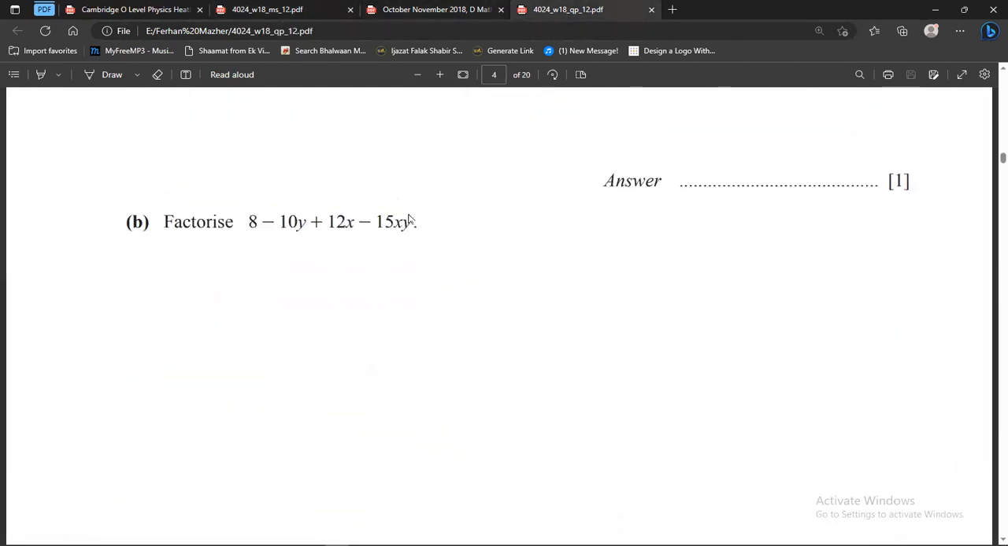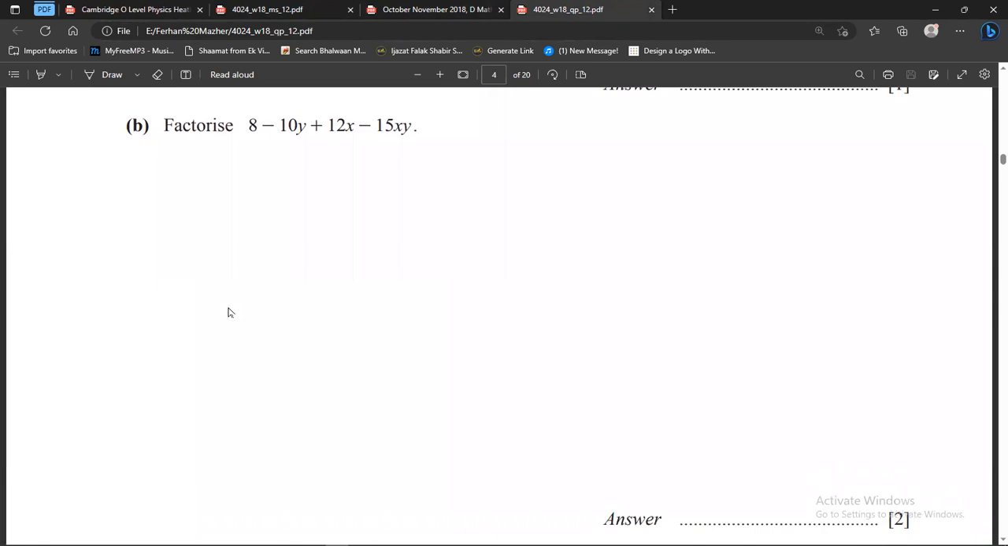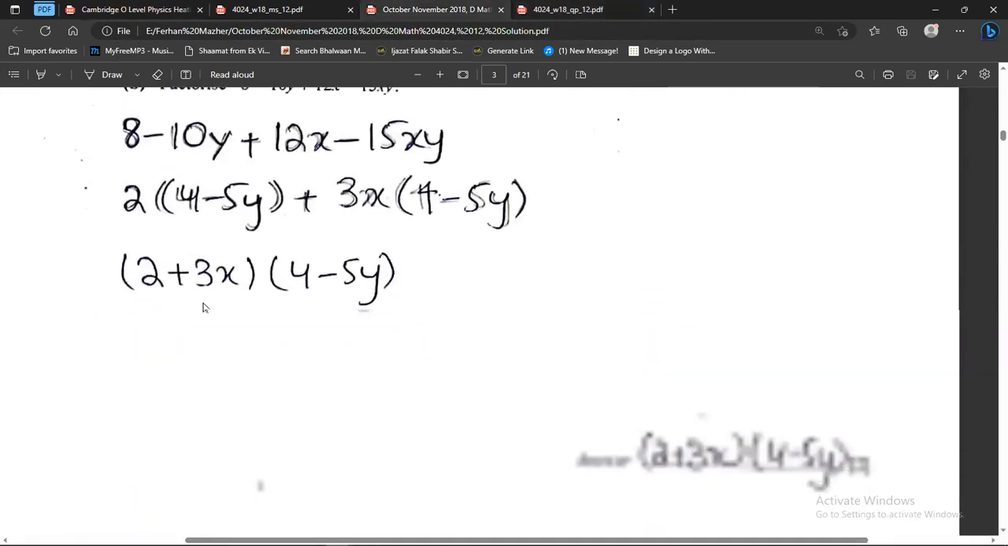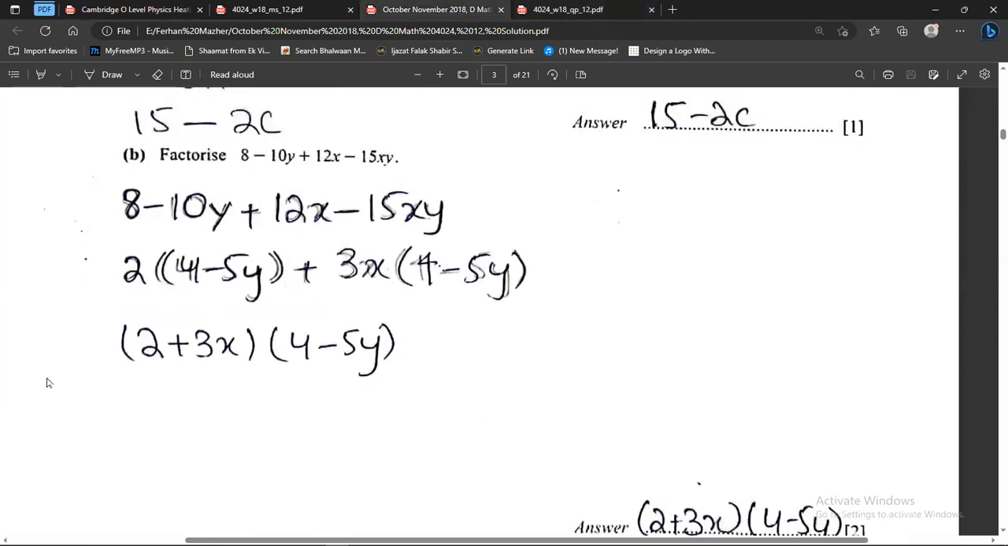Okay, so we are going to the question number 5, B part, 2 marks. Factorize. Here we have 4 terms and we have to factorize it. So we can rearrange it a little bit if it is needed, or I think, no, we will not need rearrangement in this. Okay, so on your screen, the solution of the question number 5B part is showing up.